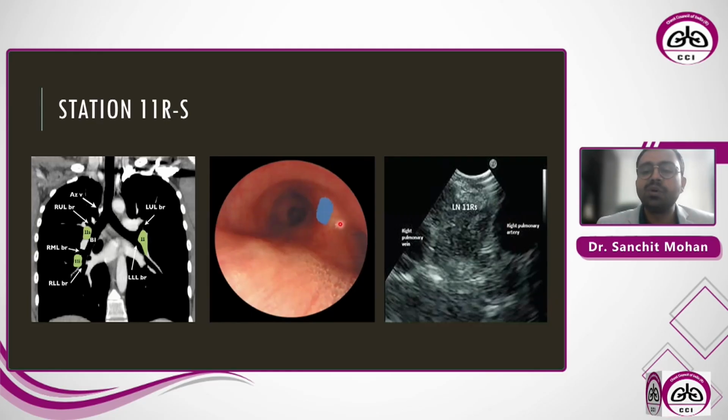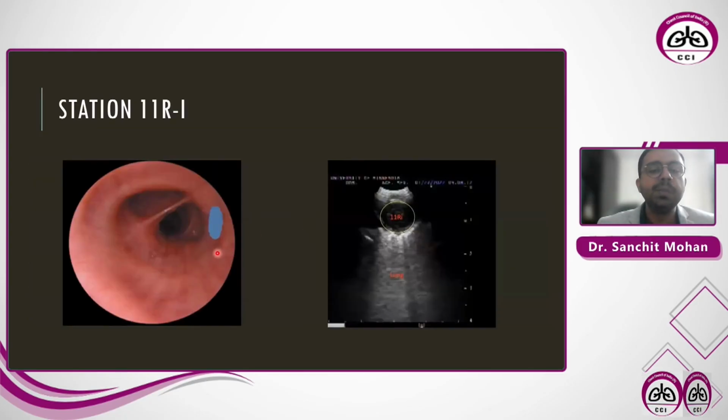Then further down when you come, you will reach the right carina 1, where you will be able to appreciate the 11R lymph node, 11R superior lymph node, and below that you will be able to see the right pulmonary vein. Now further, if you push your scope distally, you'll enter into the right bronchus intermedius.